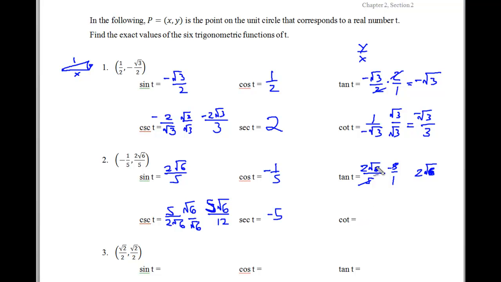Now the cotangent is going to be x over y, but I just prefer flipping the tangent to give me the same answer, and I'm going to multiply top and bottom by square root of 6 to rationalize the denominator.